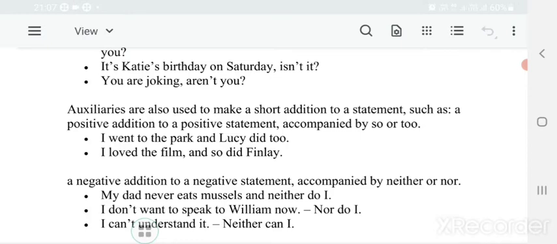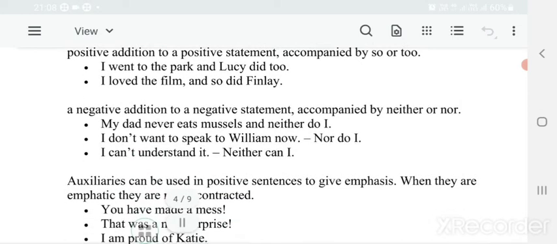Then auxiliaries are also used to make a short addition to a statement, such as a positive addition. For example, in the first example, I went to the park and Lucy did too. In this case, there are two different sentences. I went to the park and Lucy went to the park. Both these sentences are combined together with the help of this sentence tag. I went to the park and Lucy did too. So this tag is added with the help of an auxiliary verb to avoid any kind of repetition. This makes your sentences very effective. So auxiliary verbs are used in various ways.